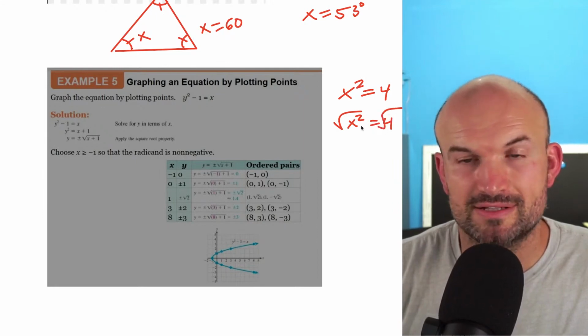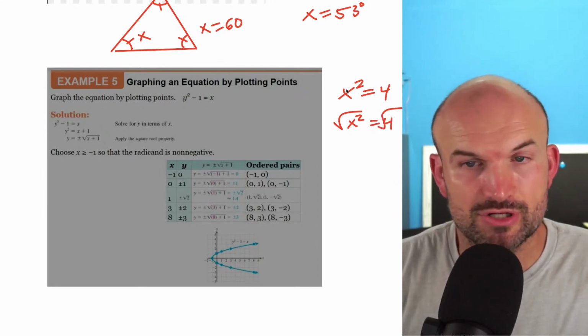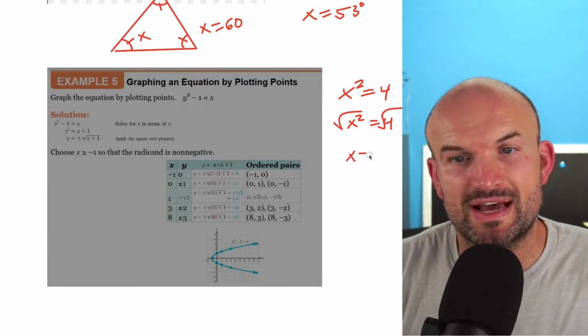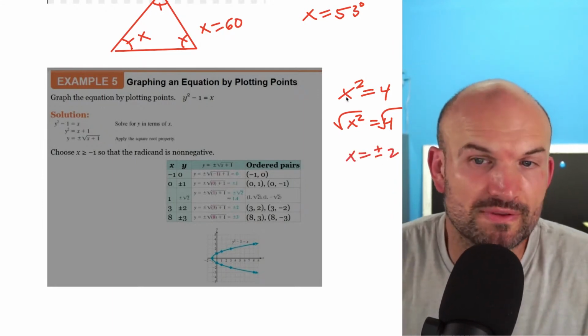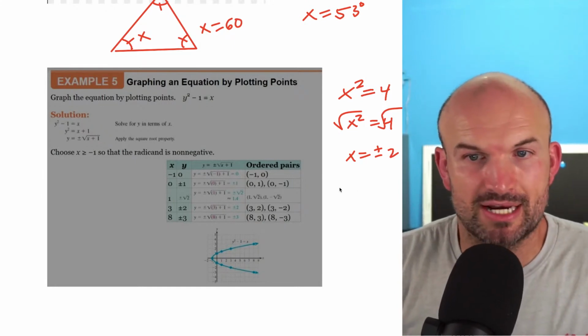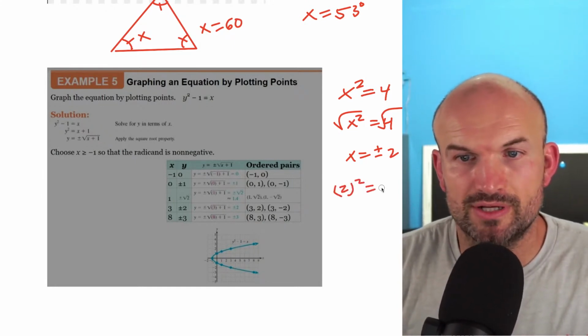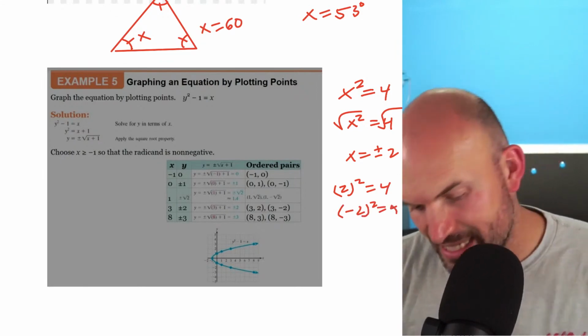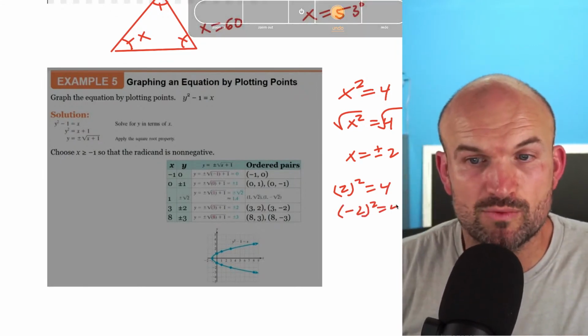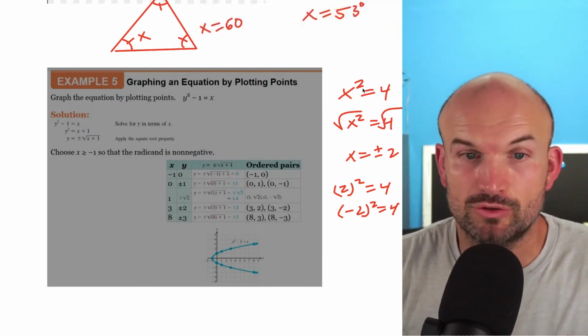Now I need you to understand that when you introduce the square root, see how there's no square root here? But when you introduce the square root, you have to make sure you take into account the plus or minus 2, because both of those answers satisfy this equation, right? I could say 2 quantity squared equals 4. I could also say a negative 2 quantity squared equals 4. Based on this original equation, we don't know which one we're talking about, right? So we have to make sure we're including both.